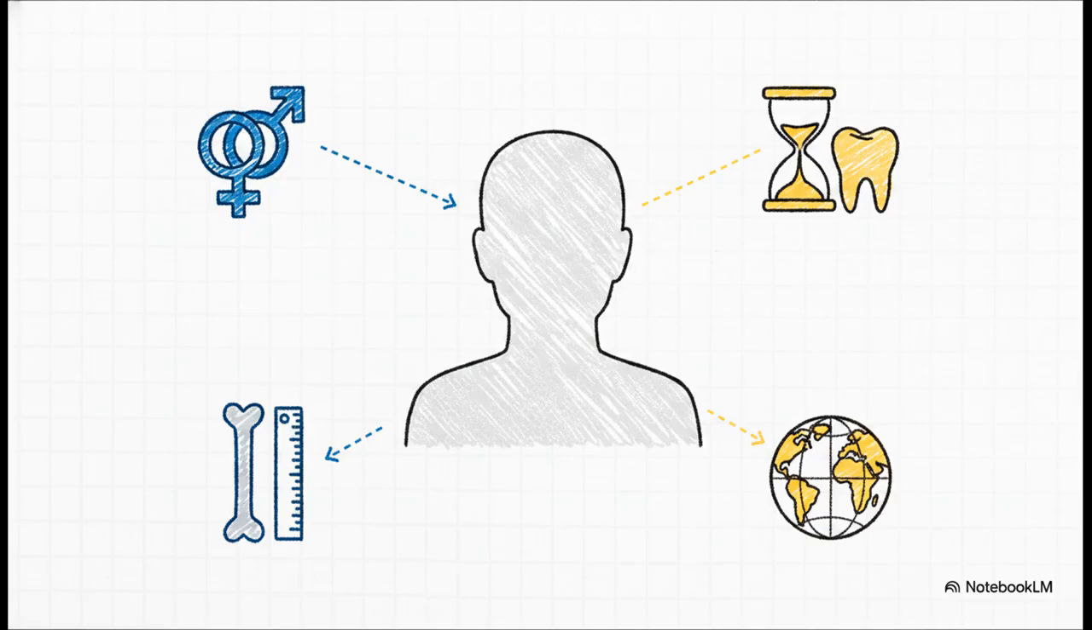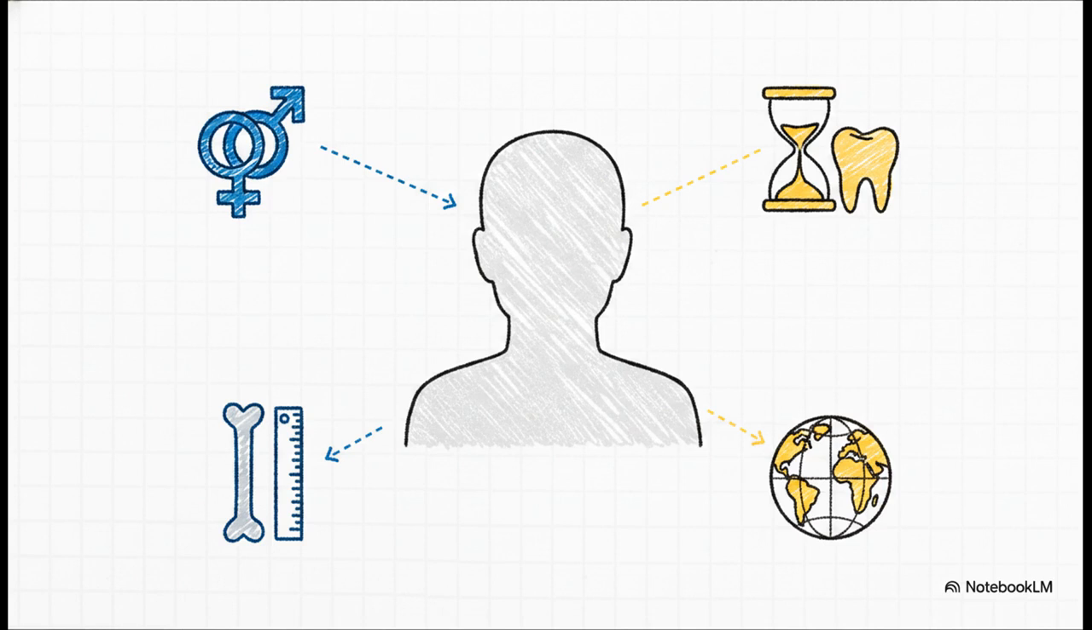We use 4 specific pillars to build this profile. First, we estimate sex, usually by looking at the shape of the pelvis or the skull. Second, we estimate age at the time of death, maybe by checking out tooth development or seeing how the bones have fused. Third is stature, or height, which we can estimate by measuring the length of long bones, like your femur. And finally, we estimate population affinity, or ancestry.